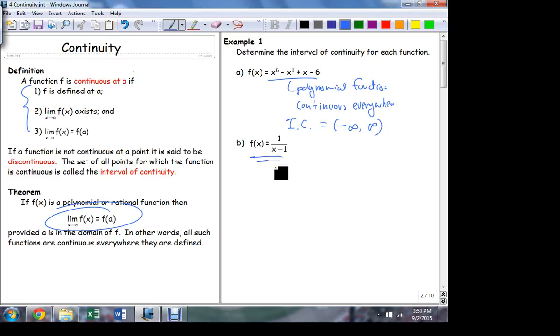What type of function is this? It's a rational function. Rational in the sense of ratio. It's a ratio of polynomials. That's what a rational function is. It's a numerator and denominator where each part is a polynomial. So this is a rational function.